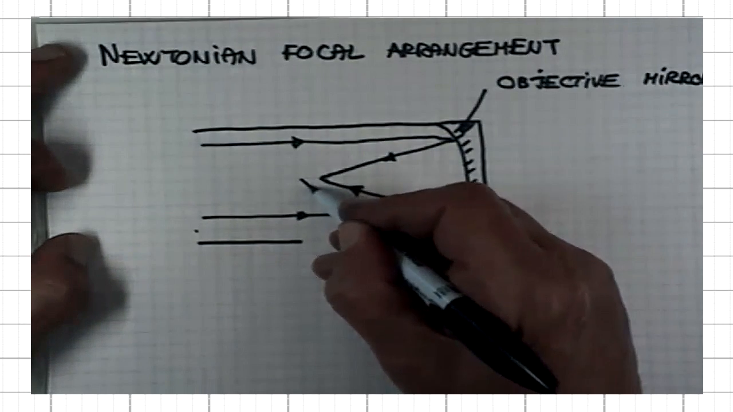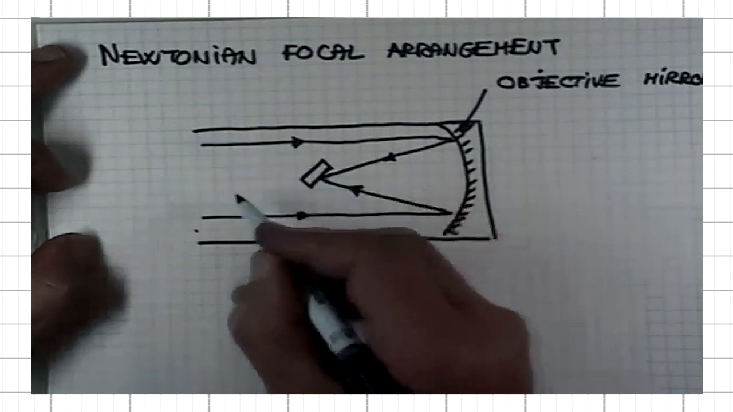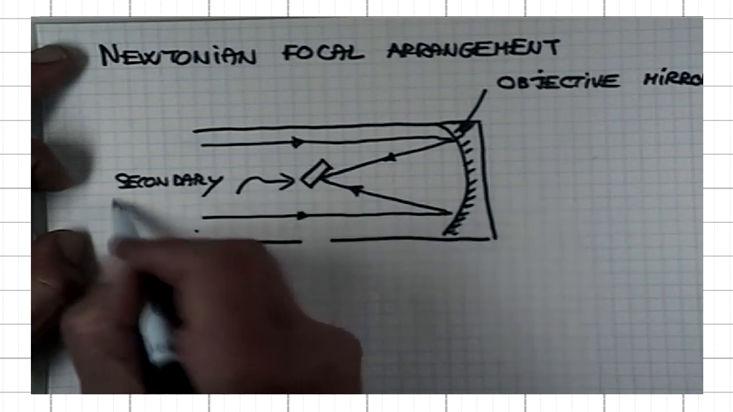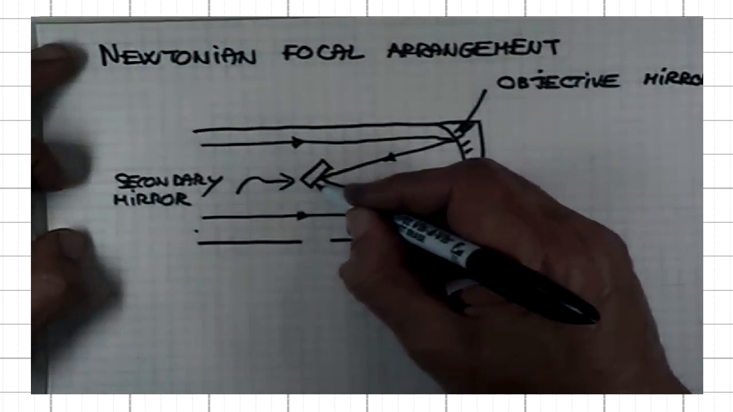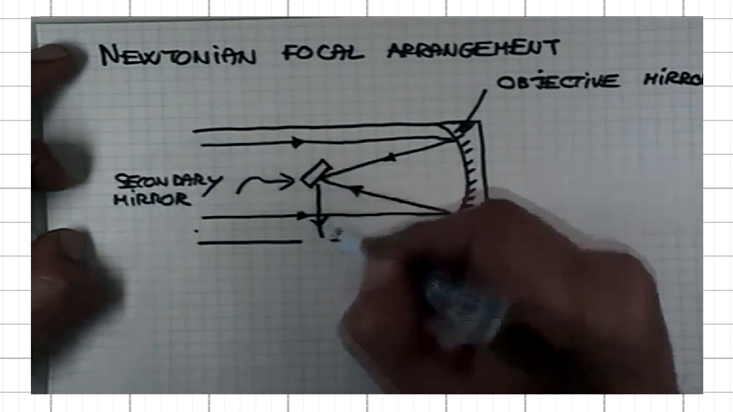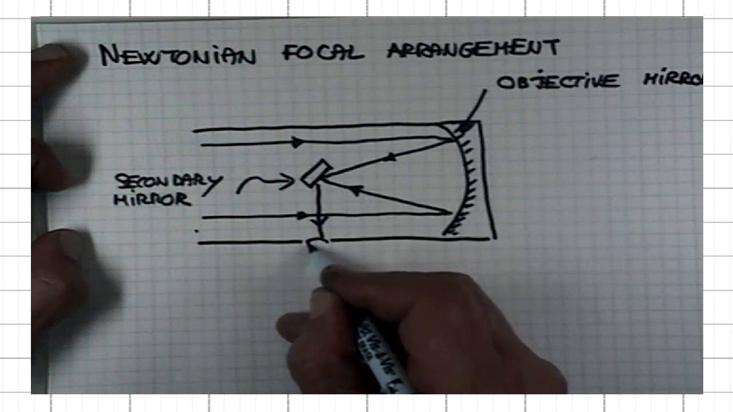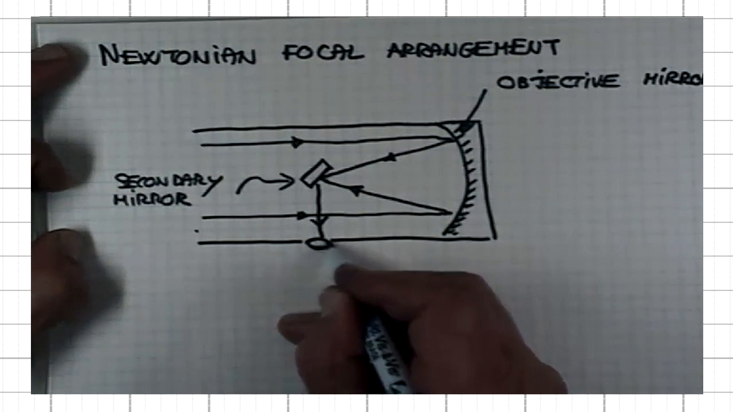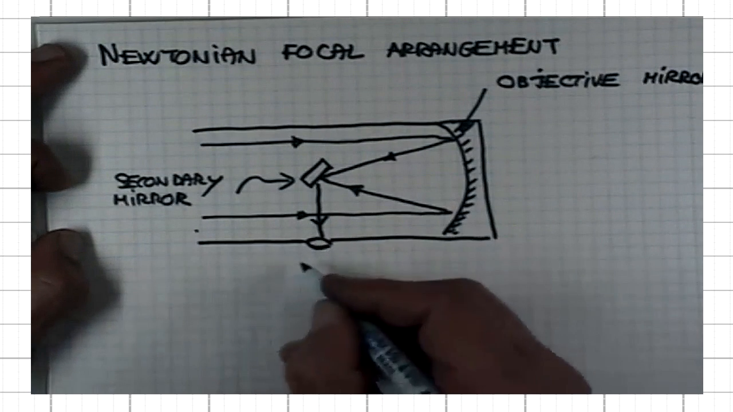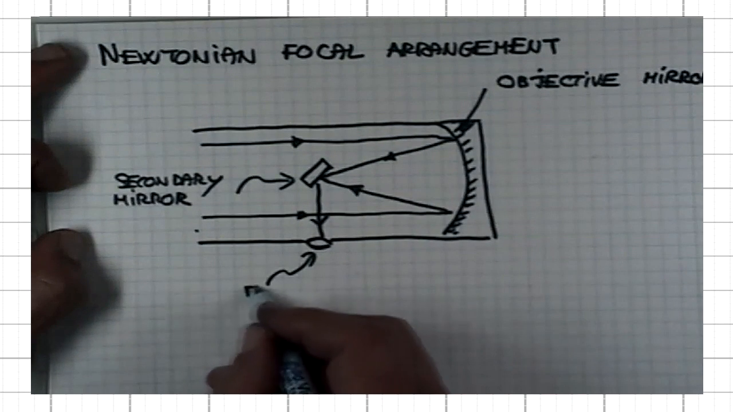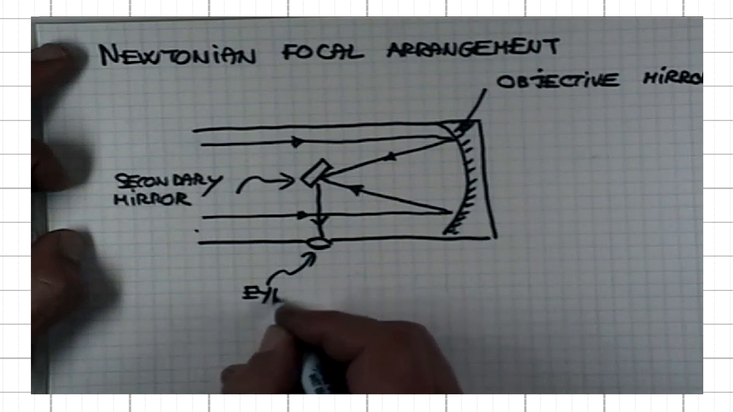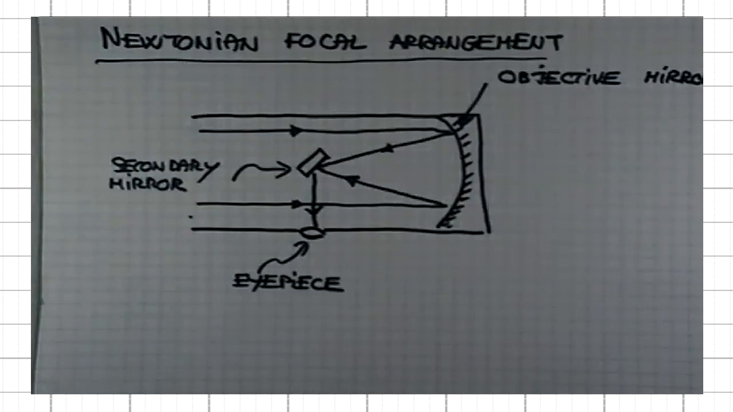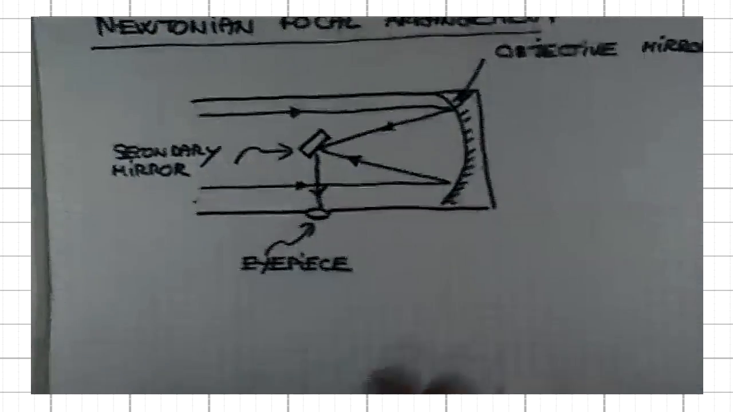Okay, but then we need this so-called secondary mirror to redirect the light out. And then we have an aperture on the side of the body, and we view the image through the eyepiece. Okay, and most telescopes for amateur astronomers are basically of this design.